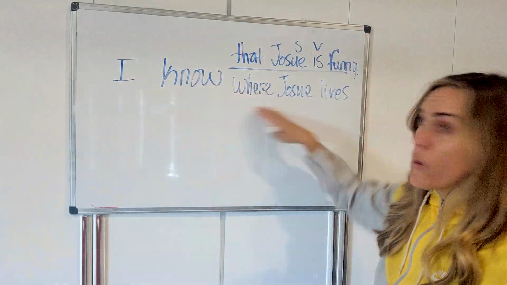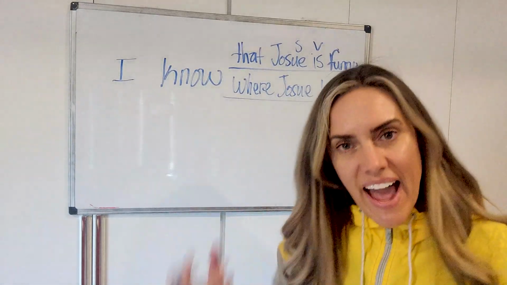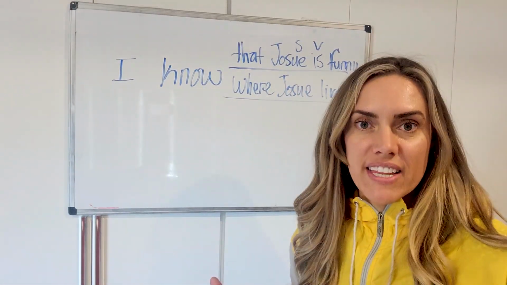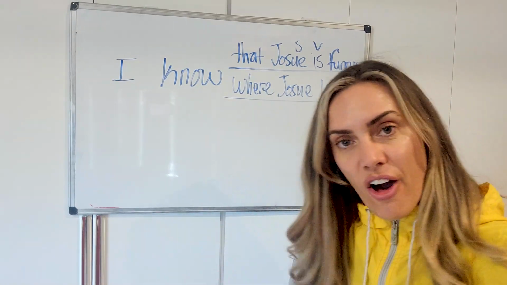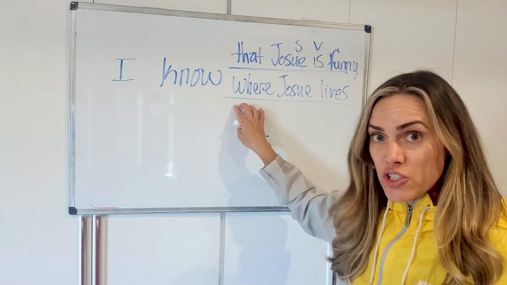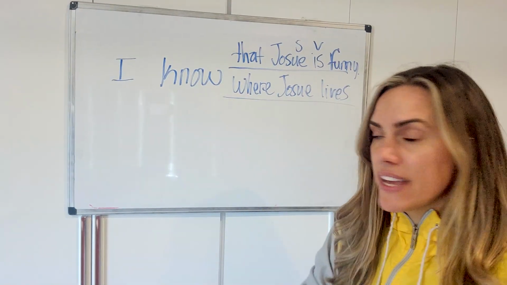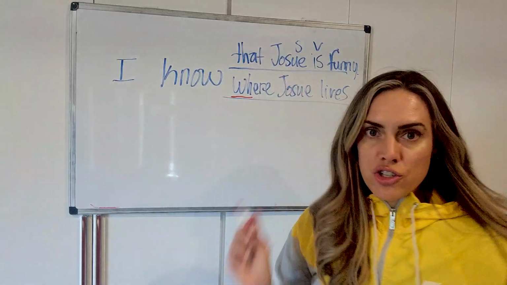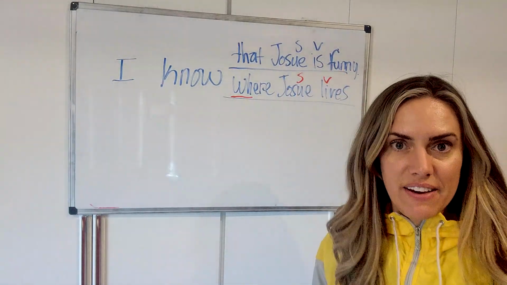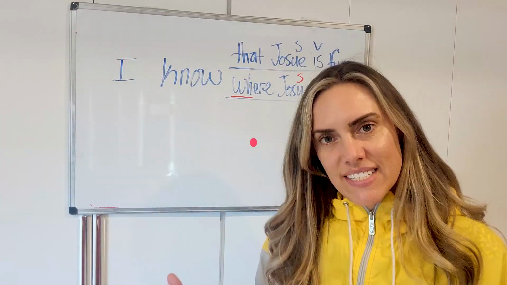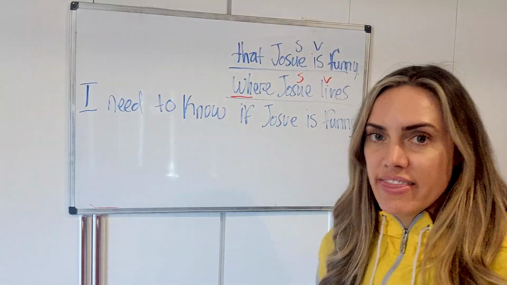I know where Josue lives. Where Josue lives is acting like a noun within this sentence, but it's really a clause within itself because it starts with a WH word. That's important, and I'm going to talk about that in a second. It starts with a WH word, and it has a subject and a verb inside of it, and it functions as a noun. And the last kind of noun clause we can make is one like this.